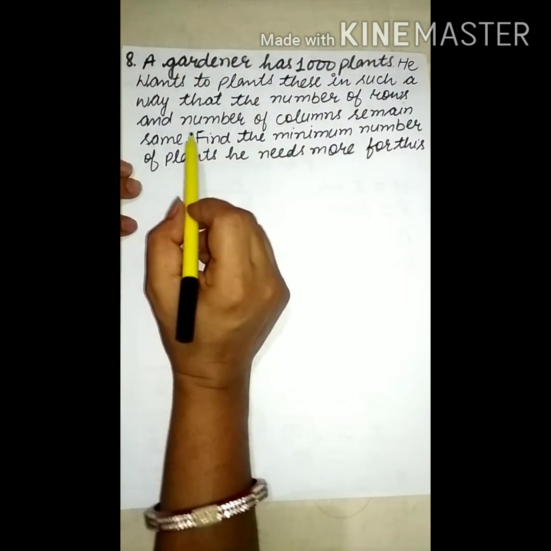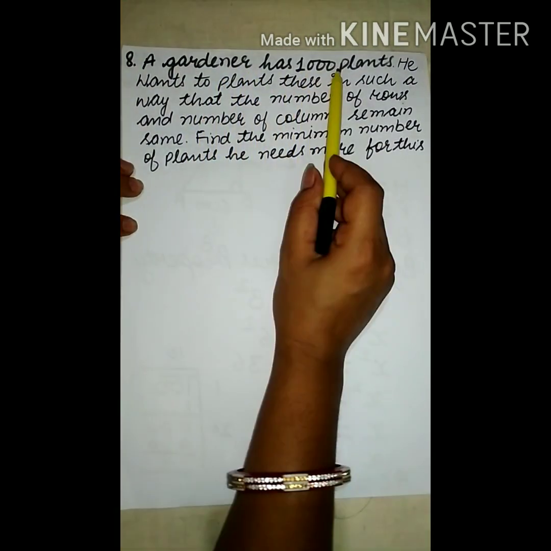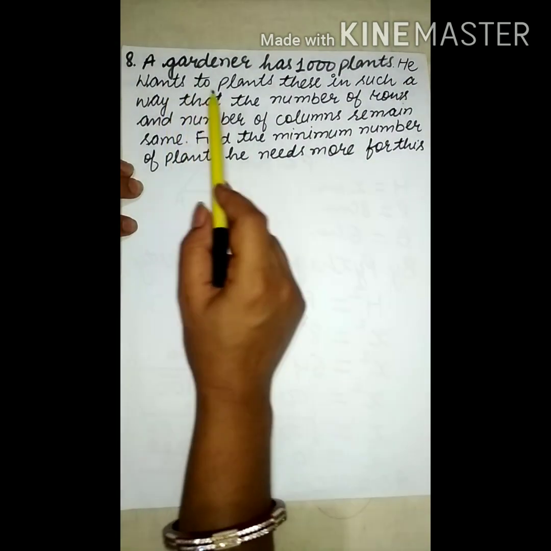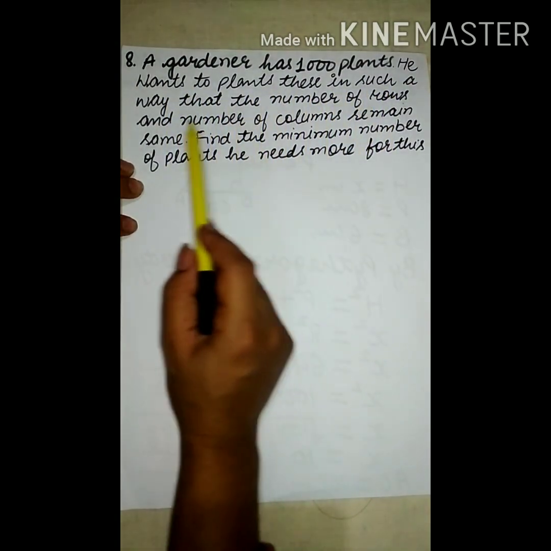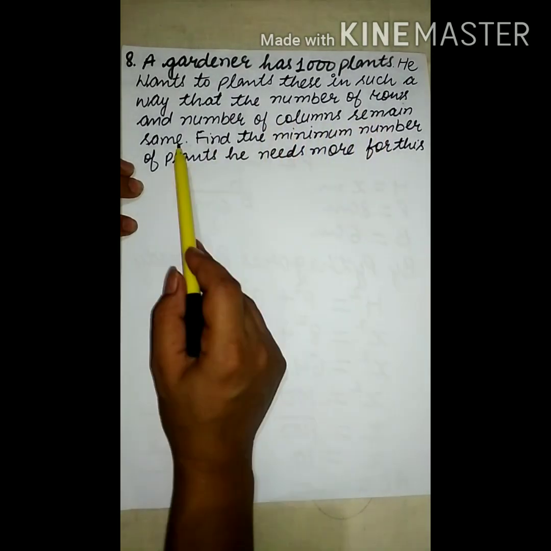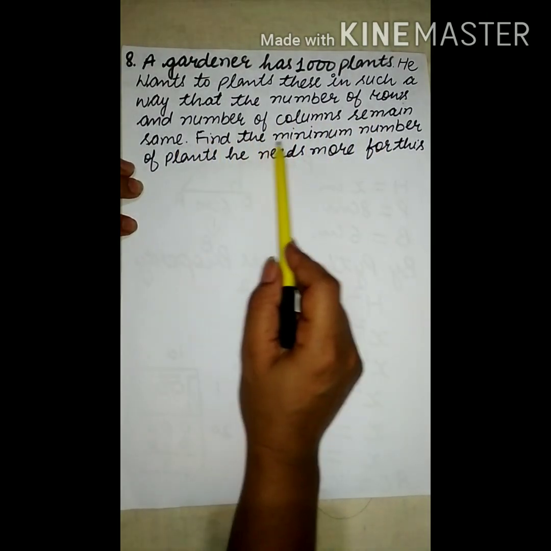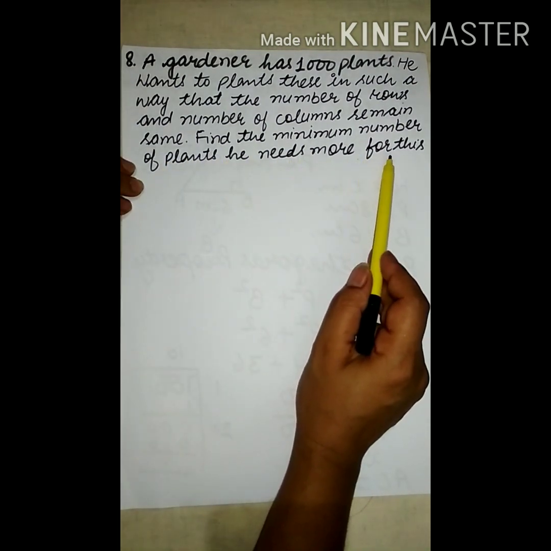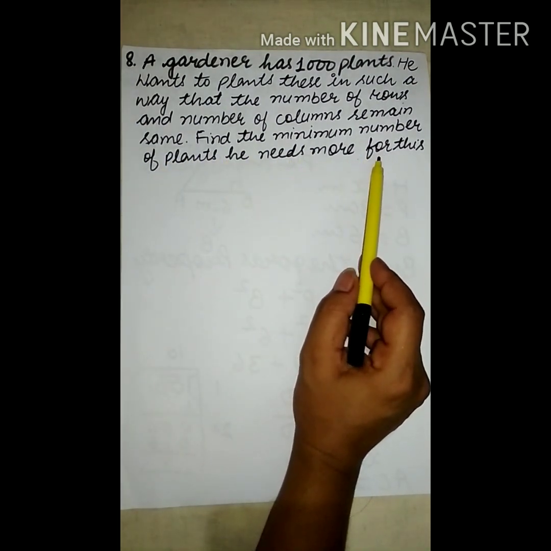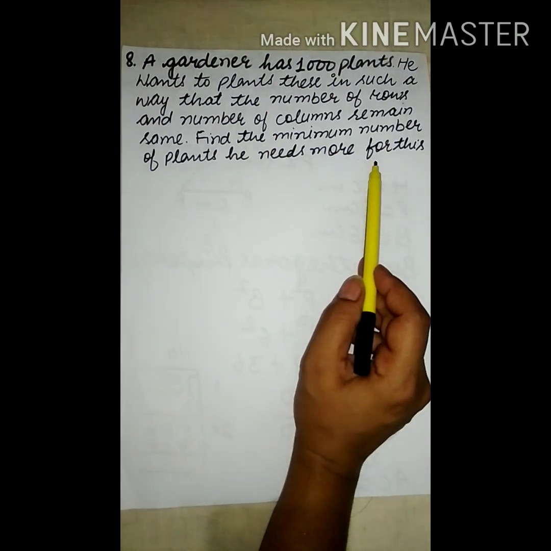Question number 8 is, a gardener has 1,000 plants. He wants to plant these plants in such a way that the number of rows and the number of columns remain same. Find the minimum number of plants he needs more for this. In this question, students, see the statement carefully.